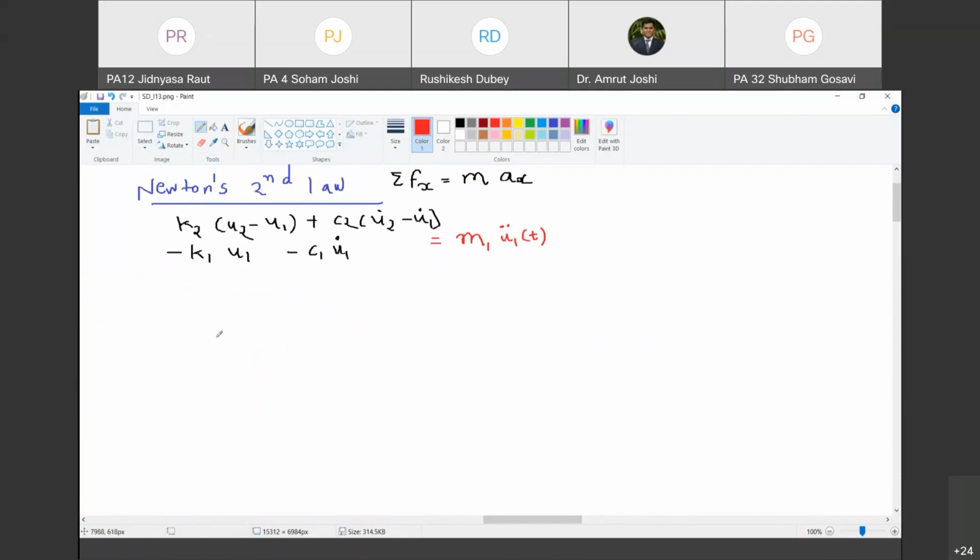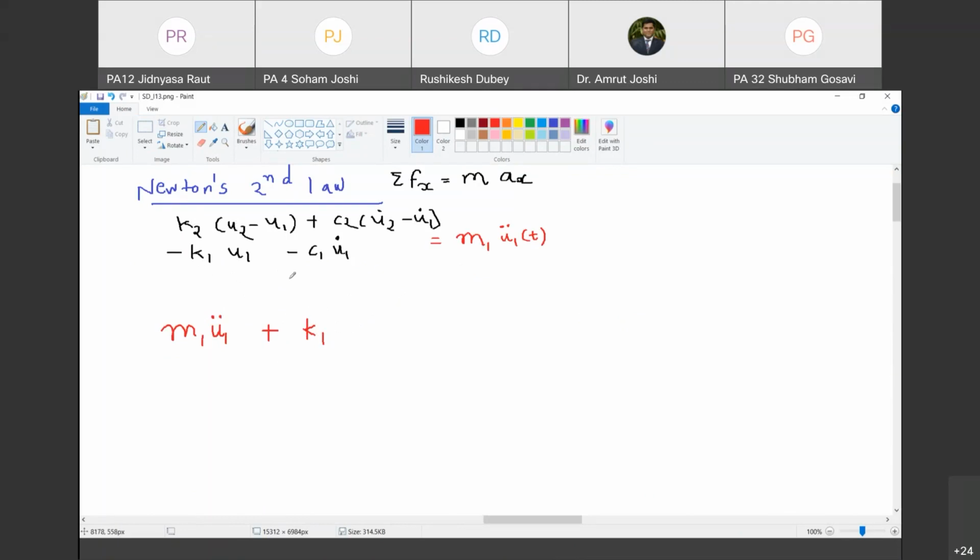How will we simplify? We are going to collect all terms that involve first derivatives together, second derivatives together, and no derivative together. So we are going to take all these terms on the right hand side. So m1 u1 double dot will remain as it is. Then when this term goes on the other side, it becomes plus k1 into u1. Then you have this term which is minus k2 into u1, which goes on the other side and becomes plus k2 into u1.